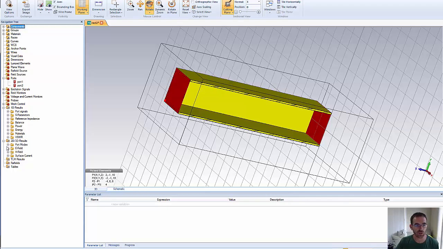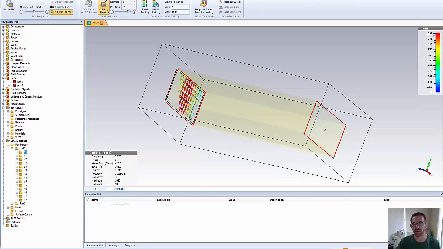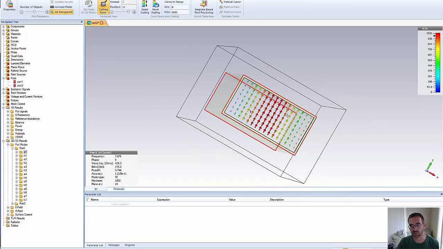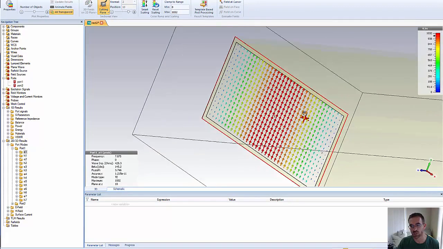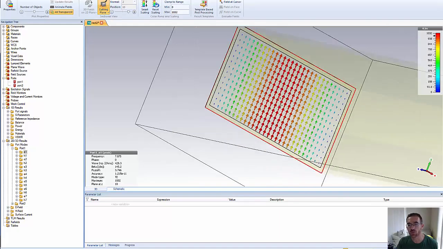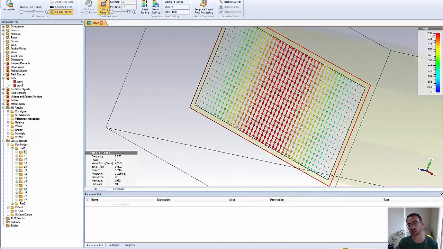So the first thing I'm going to do is take a look at the port mode fields. Right, so we'll come in here, we'll take a look at the 2D results, port modes, port 1, and we'll take a look at the dominant mode, or the lowest order mode, what we know to be the TE10 mode. And we see exactly what the equations predicted we were going to see. We see an electric field which is only in the y direction, right here's y, and that field is maximum in the center, and it falls off like a cosine as it goes side to side. There's no variability, though, in the y direction.